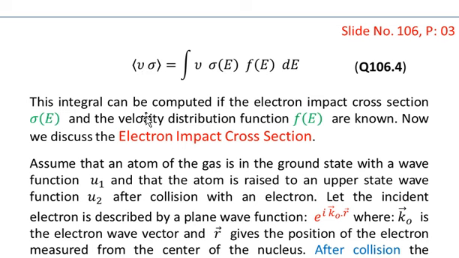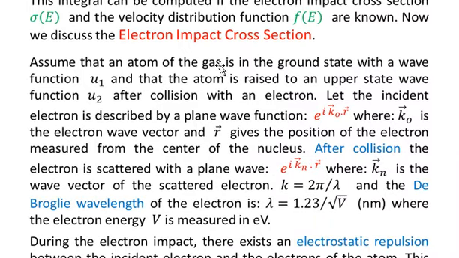This integral can be computed if the electron impact cross section, represented by sigma as a function of E, and the velocity distribution function F as a function of E are known. If these two quantities are known, we can easily calculate the average value given on the left hand side. Now we discuss the electron impact cross section. That is, we are going to discuss further the value of sigma E, the electron impact cross section.